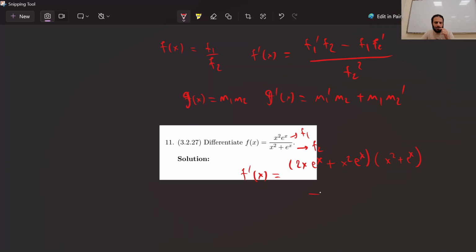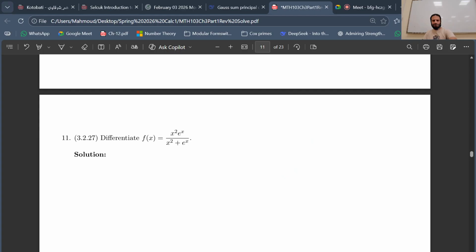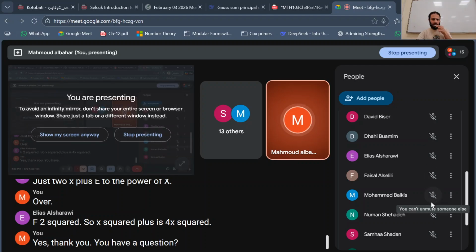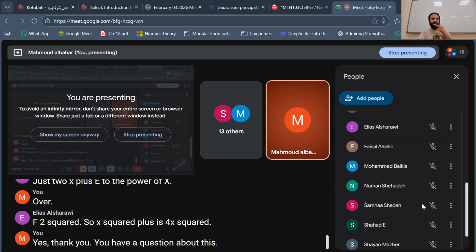Minus, what's the next step? Normal f1, so x squared e to the power of x times derivative of f2, which is 2x plus e to the power of x, over f2 squared, so x squared plus e to the power of x, squared. Yes, thank you. Do you have a question about this? Is it good?